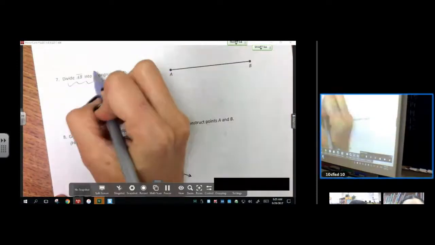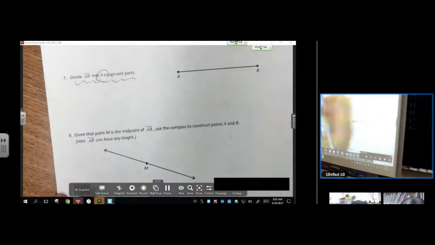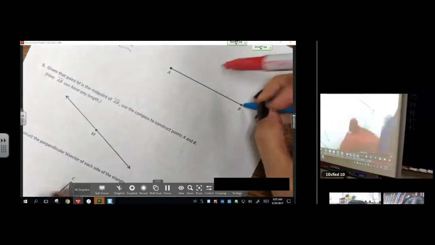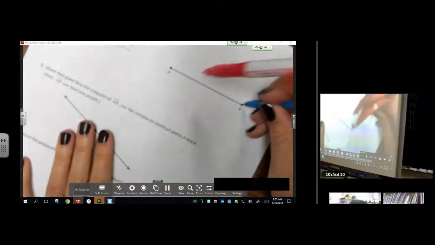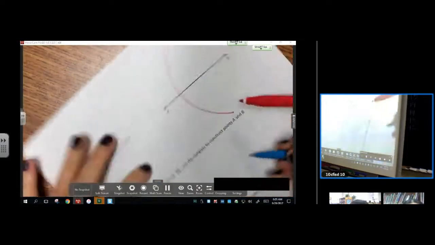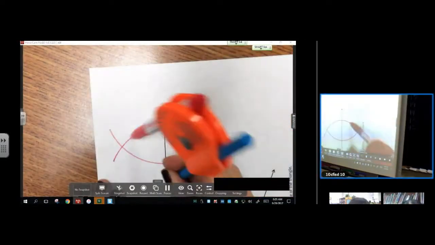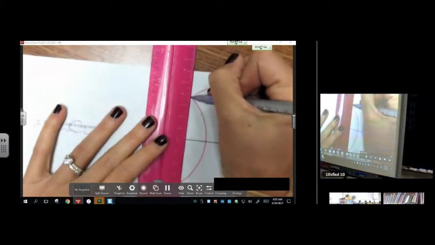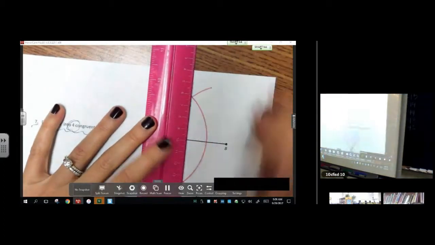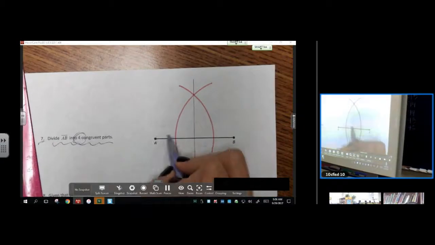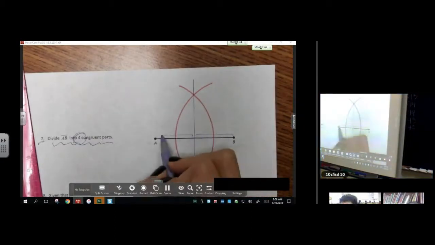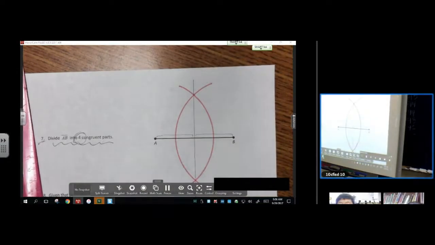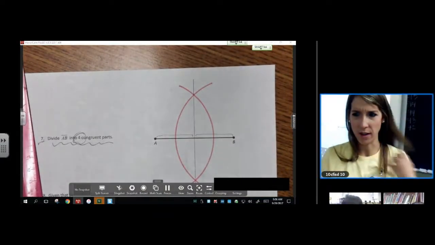Divide segment AB into 4 congruent parts. Well, I'm going to start by dividing it into 2 congruent parts and see what I can do with that. So how do I divide something into 2 congruent parts? I bisect it. I cut it in half. So I'm constructing the bisector. I've now split it into 2 congruent parts. How would I split it into 4 congruent parts?